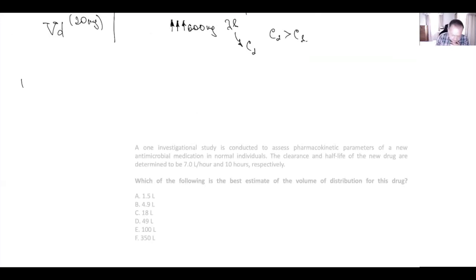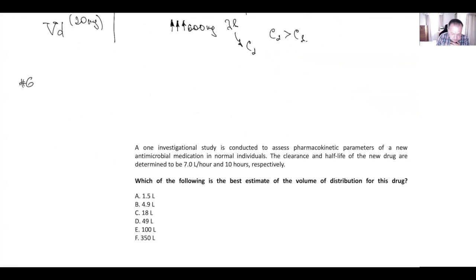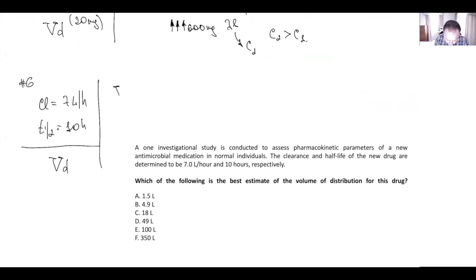All right. So in this question, what do we have? Clearance, 7 liters per hour. Half-life equal to 10 hours. And the question is asking, what is the volume of distribution? We can calculate volume of distribution as a dose over plasma concentration, but we do not have dose and we do not have plasma concentration.